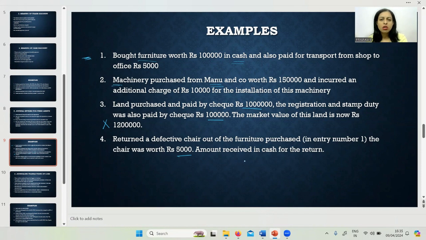Now what is happening here? What is going out from the business? Can we say this is purchase return? No, because we have not recorded purchases. Furniture is an asset recorded separately as the head of furniture. So what is going out from the business is furniture, not goods.